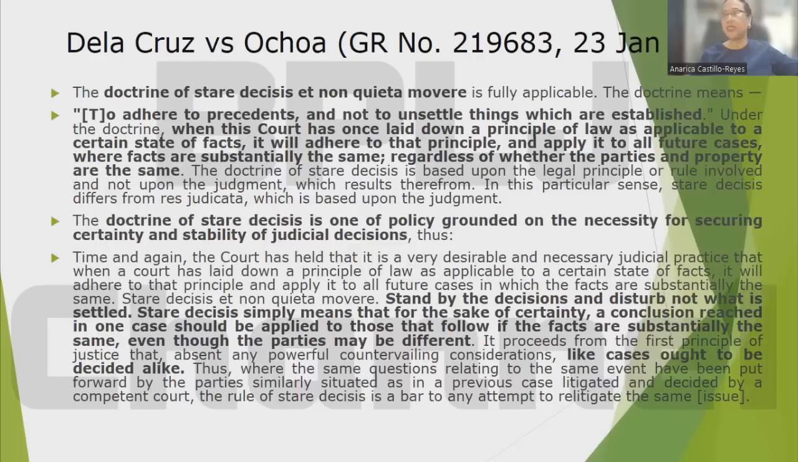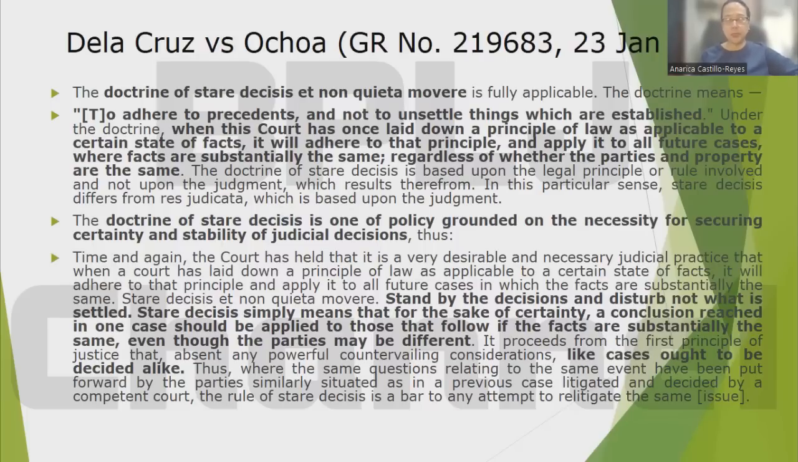Under the doctrine, when this court has once laid down a principle of law as applicable to a certain state of facts, it will adhere to that principle and apply it to all future cases where facts are substantially the same, regardless of whether the properties and parties are the same. The doctrine of stare decisis is one of policy, grounded on the necessity for securing certainty and stability of judicial decisions. Stand by the decision and disturb not what is settled.